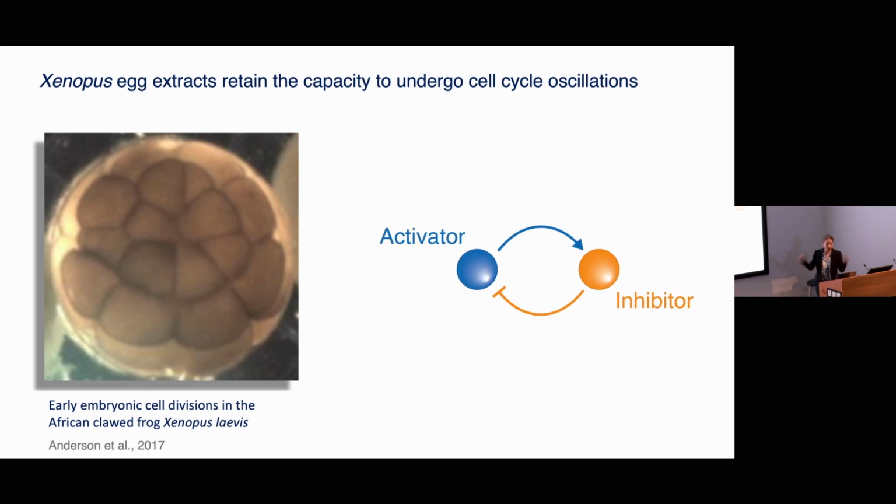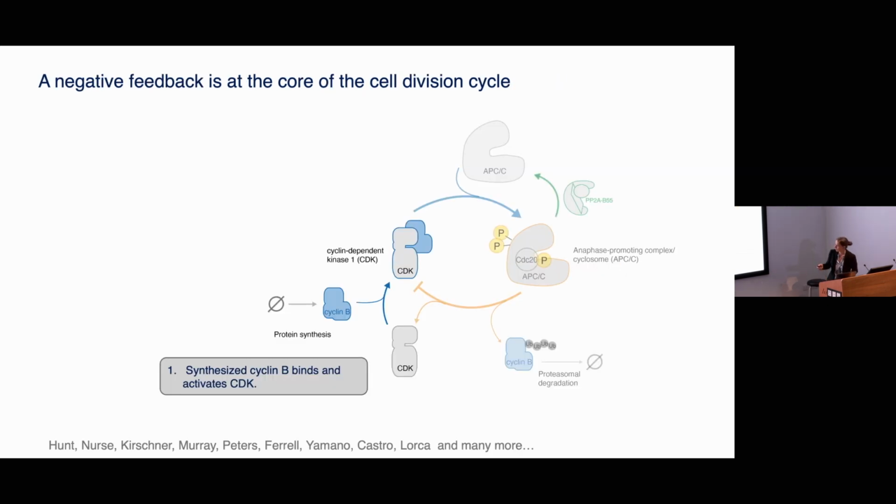So, as with every biological oscillator, this oscillator also has a negative feedback at its core. And I will quickly tell you what we know about this. As the textbook will tell you, there are 3 important steps to this negative feedback. You have the synthesis of cyclin B. Cyclin B is the main activator of the cyclin-dependent kinase 1. Once cyclin B is synthesized and binds to the cyclin-dependent kinase 1, or CDK1, it activates the kinase.